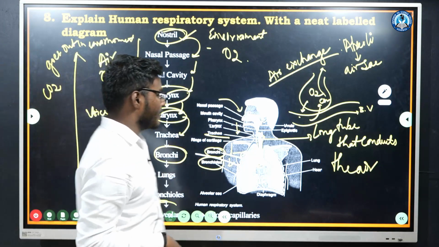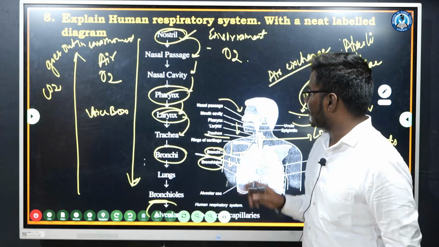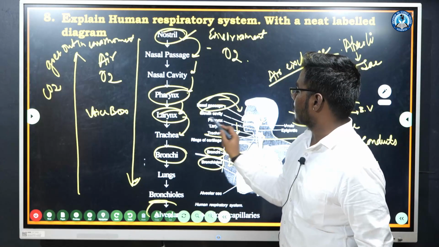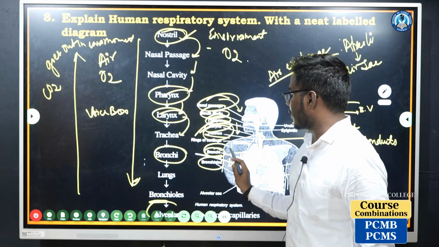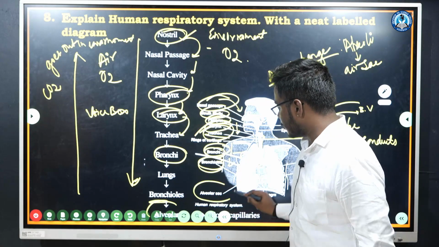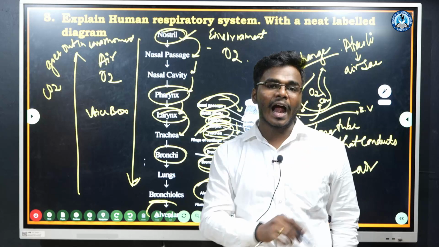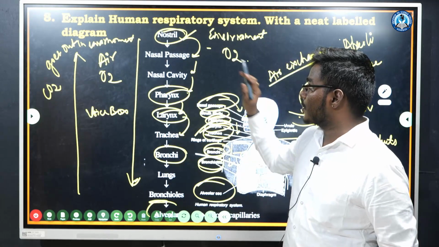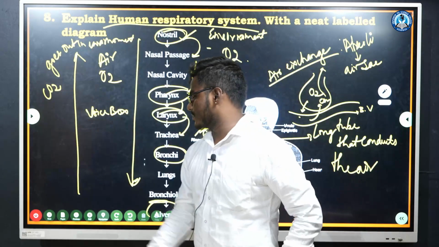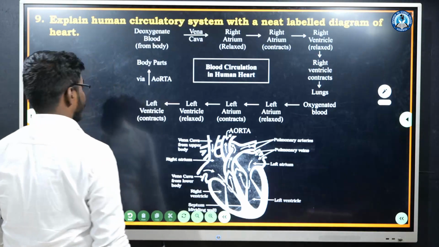So this is just a brief explanation, but nasal passage, mouth cavity, pharynx, larynx, trachea, bronchi, bronchioles, alveolar sac are the must and should labelings that should be given on this human respiratory system. So moving on to the next question.